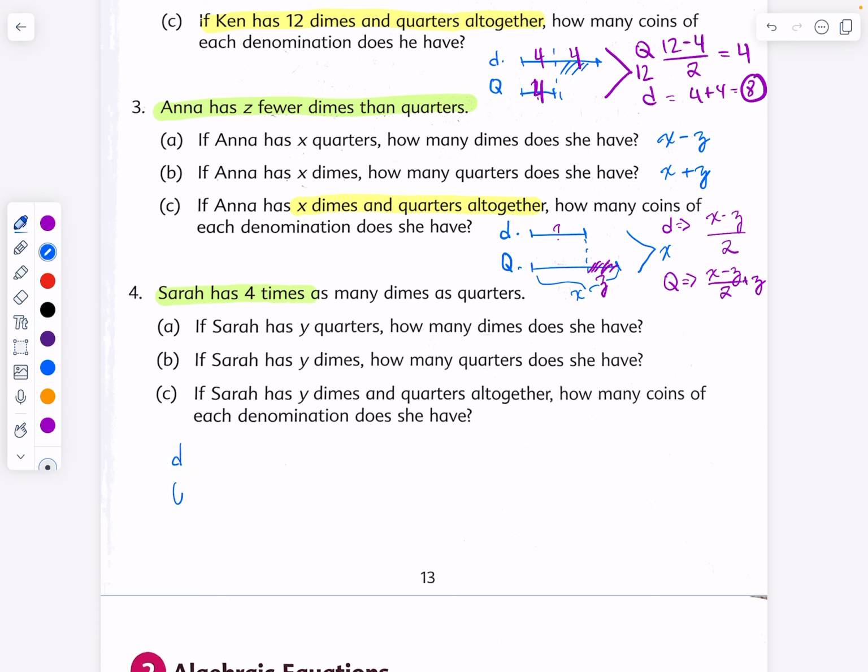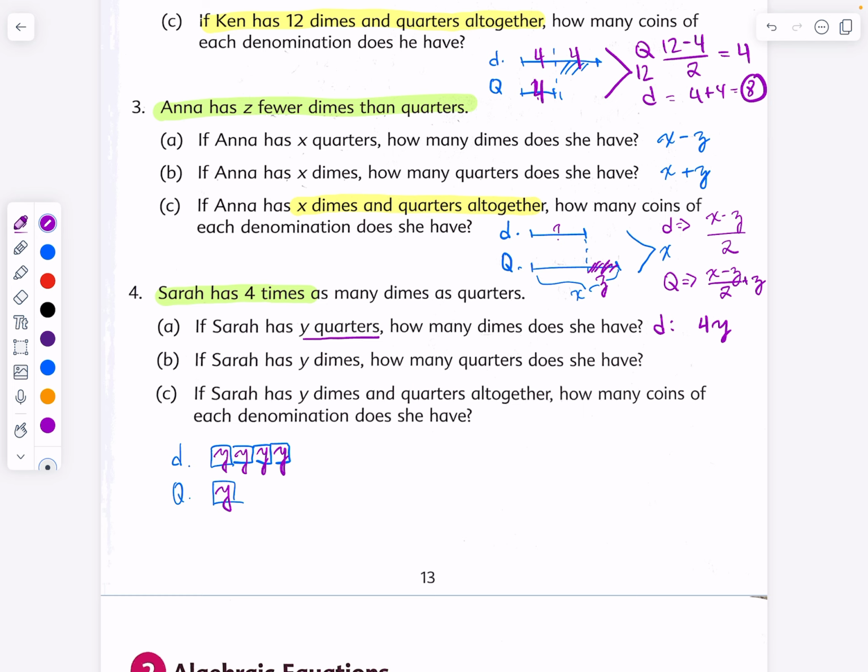Let's draw dimes and quarters again. Sarah has 2 denominations. What does she have more? She has 4 times as many dimes. So if these are her quarters, she has 1 time, 2 times, 3 times, 4 times as many dimes as quarters. How many more? 4 times more. If Sarah has Y quarters, that means Y 1 time, 2 times, 3 times, 4 times. The number of dimes is 4Y.